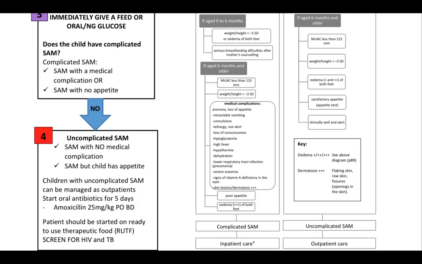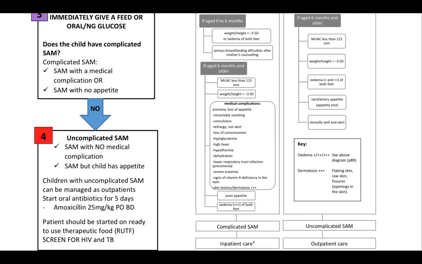The second thing is SAM with no appetite. We used to use Plumpy'Nut to screen for appetite. However, in Sierra Leone, at our hospital, we don't have Plumpy'Nut. So we can use ground nut paste and mix it with sugar and some water and let the patients try it to screen for appetite.